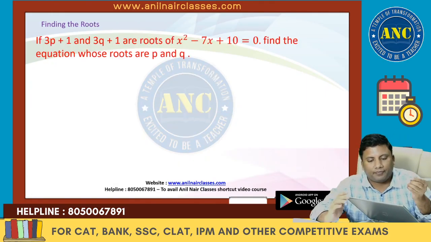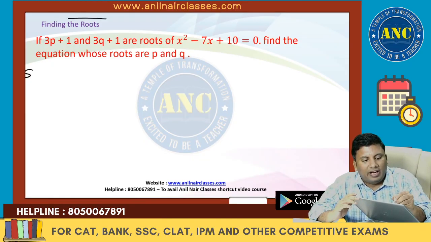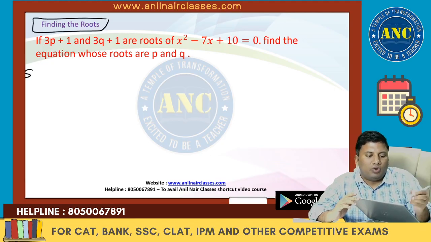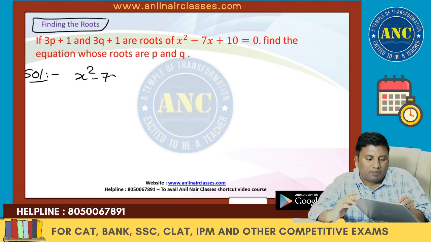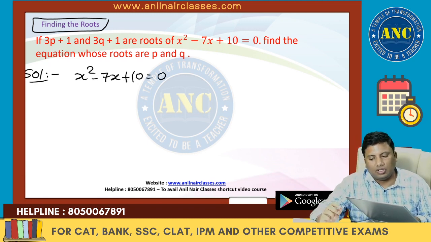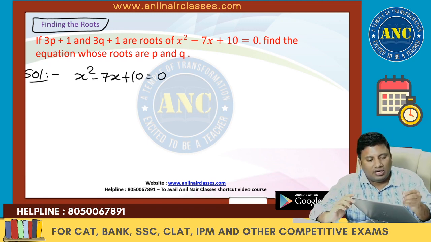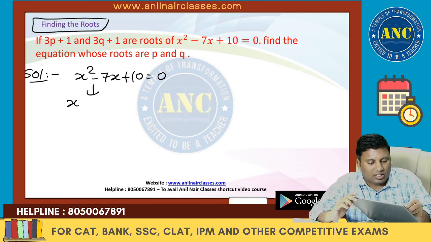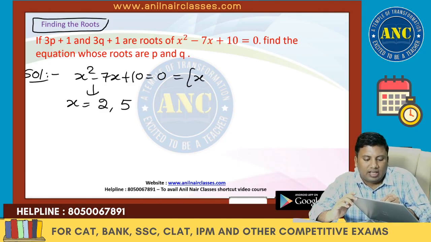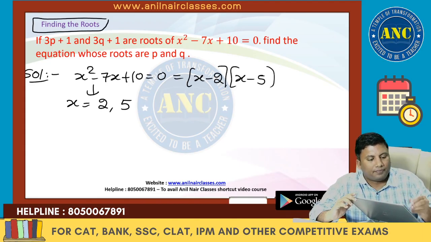Another question. Now we are doing finding the roots. x square minus 7x plus 10 equivalent to 0. Find the quadratic equation. What are the roots for this equation? Roots for this equation are 2, 5 because it is nothing but (x minus 2) into (x minus 5).